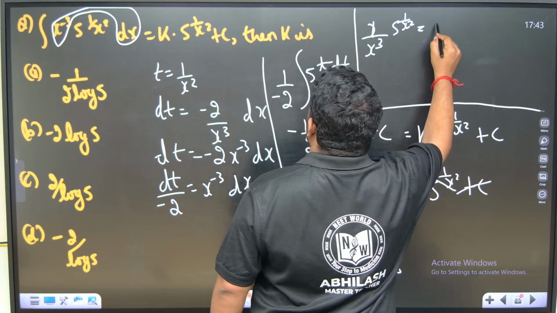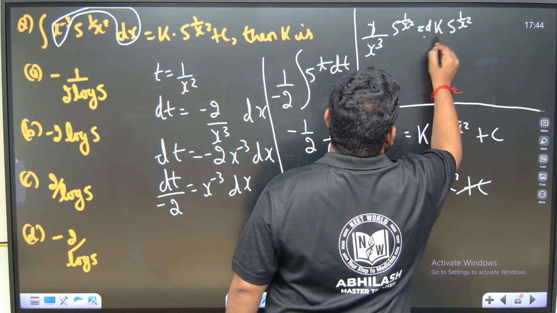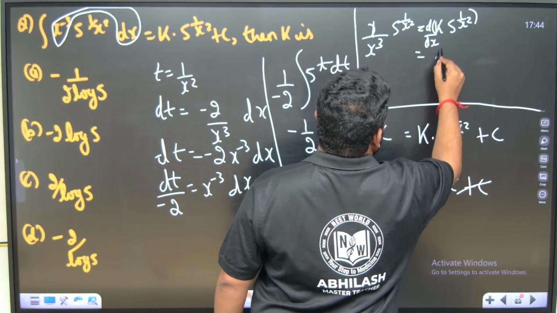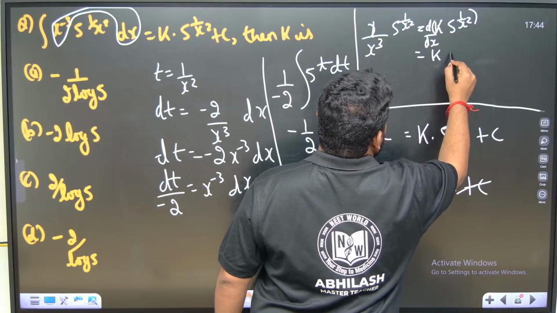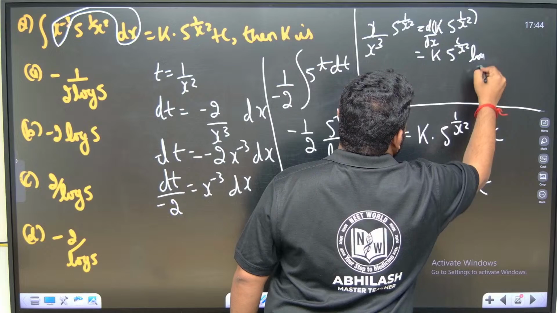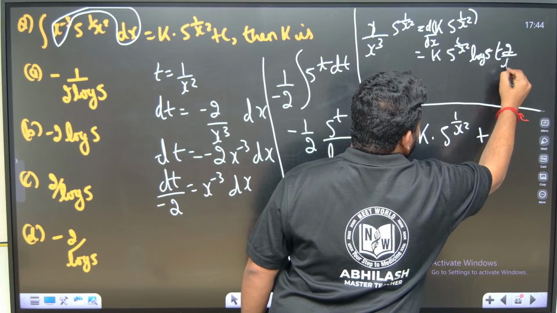This is equal to k times 5 to the power of 1 by x square, and I have to write d by dx. So if I differentiate this, what will I get? K will be as it is. 5 to the power of 1 by x square, I will write as 5 to the power of 1 by x square into log 5 into the derivative of 1 by x square, which is minus 2 by x cube.